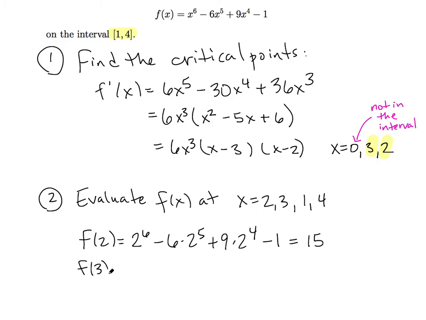We'll now evaluate at 3, so that is 3 to the 6th minus 6 times 3 to the 5th plus 9 times 3 to the 4th minus 1. And when I did that, I got negative 1.